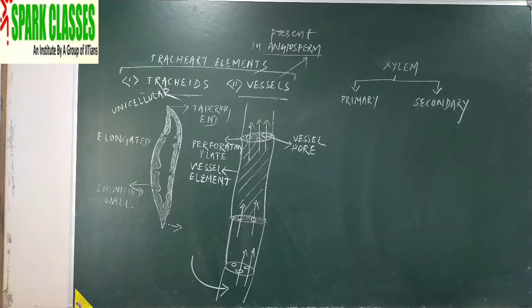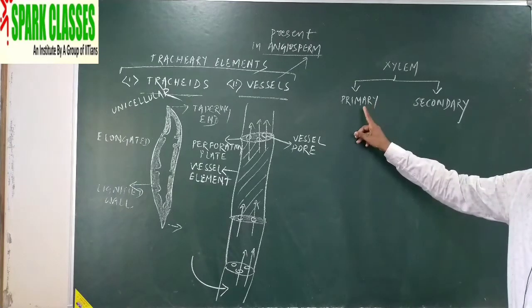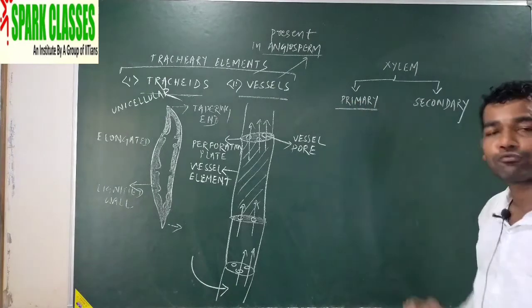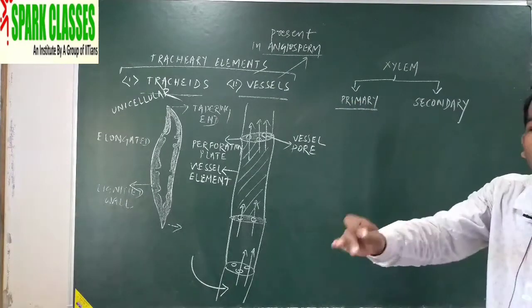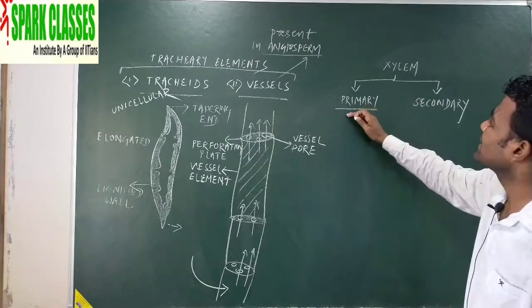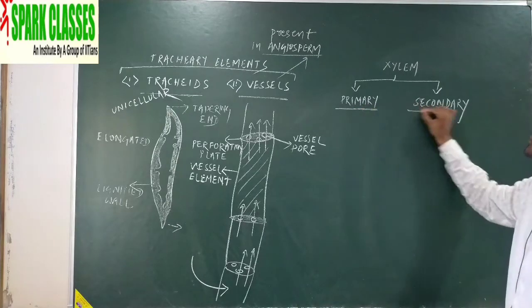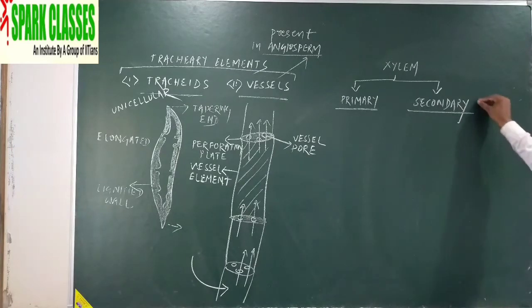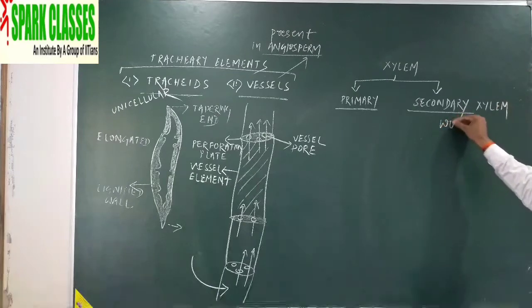Similarly, in case of plant body, there are two types of tissue. When a tissue is produced in the early life, when a plant is young, that is called primary xylem. And when tissue is produced in a later stage, that is called secondary xylem. And the secondary xylem is called wood.